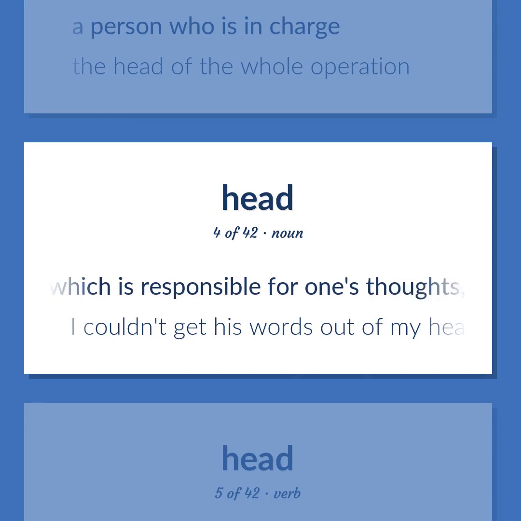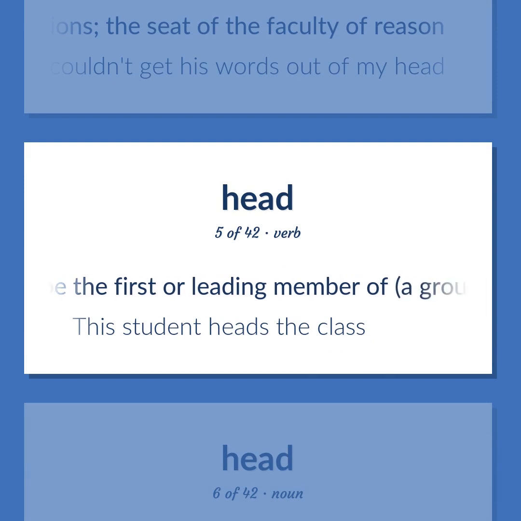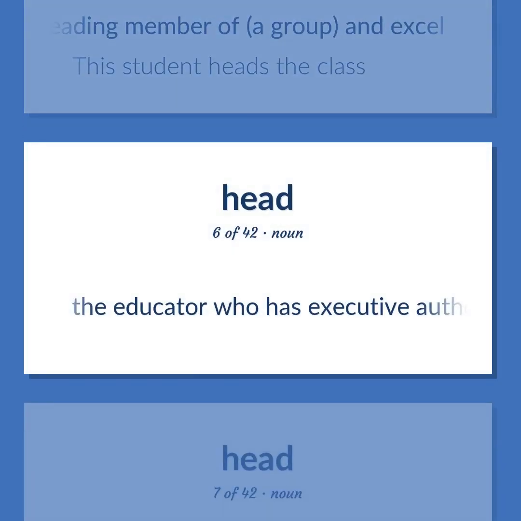That which is responsible for one's thoughts, feelings, and conscious brain functions. The seat of the faculty of reason. I couldn't get his words out of my head. Be the first or leading member of a group and excel. This student heads the class. The educator who has executive authority for a school.